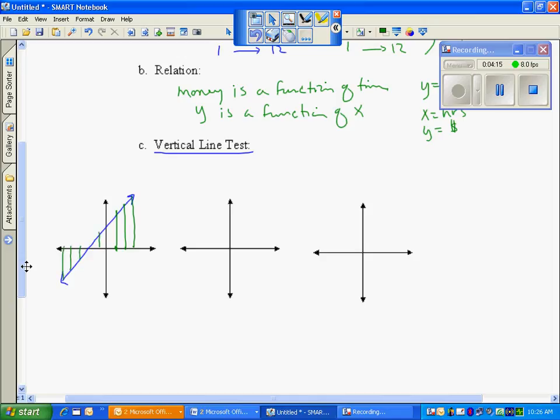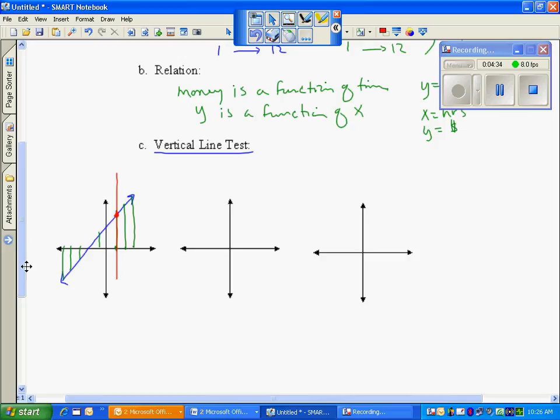So we use what we call the vertical line test. I take my graph and I draw a vertical line through it. It only intersects my graph one time. It says there's only one y output for that x.